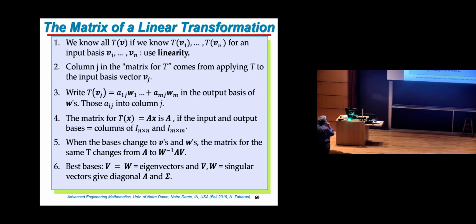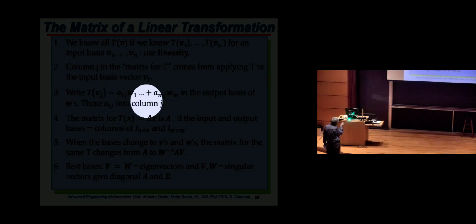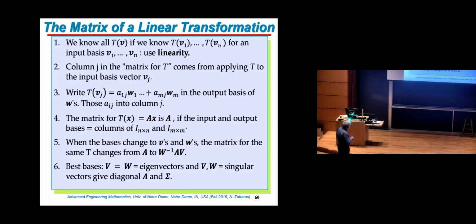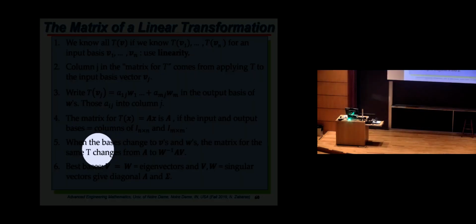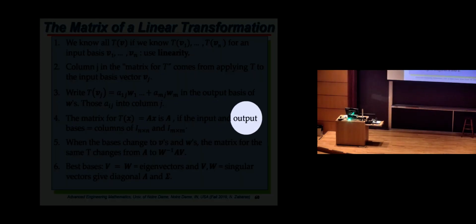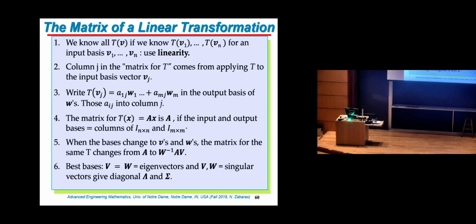All right. So it says there, and you're going to have to explain to me what it means because my brain's frozen. It says the matrix for T of x equal to Ax is A if the input and output bases are the columns of the identity matrix n by n and the identity matrix m by m. So let's say my input is Rn and my output is Rm, it says T of x is equal to A times x only if the input and output bases are the columns of the identity matrices. What is the implication here?